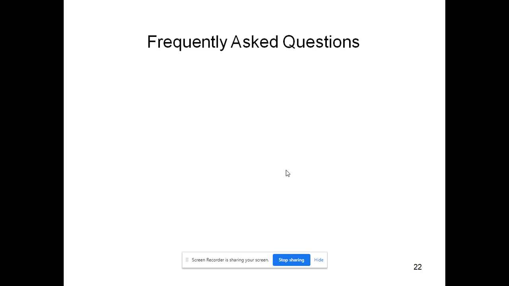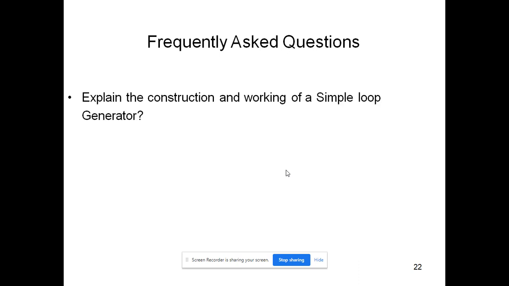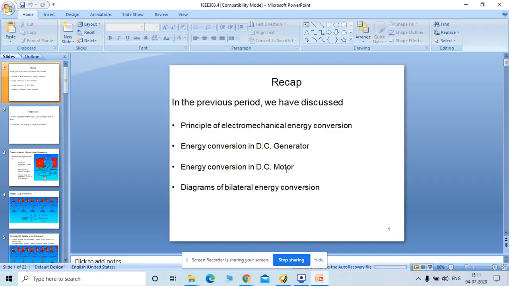And the frequently asked question in this topic, this is the most important question: explain the construction and working of the simple loop generator. Let us see the next topic.